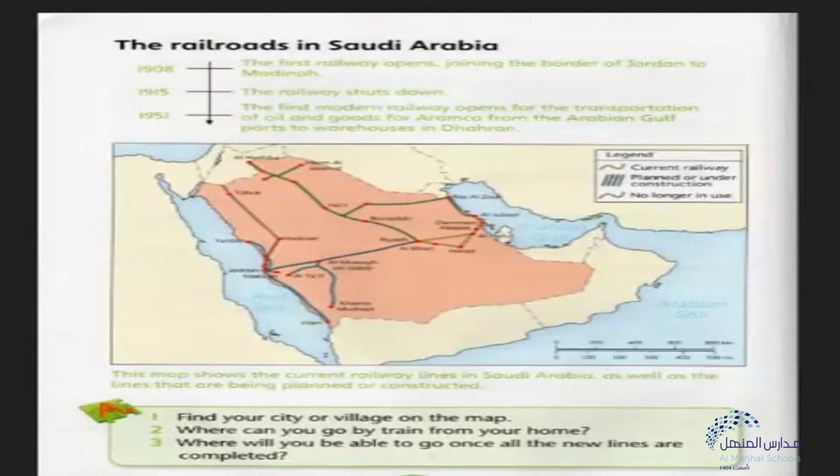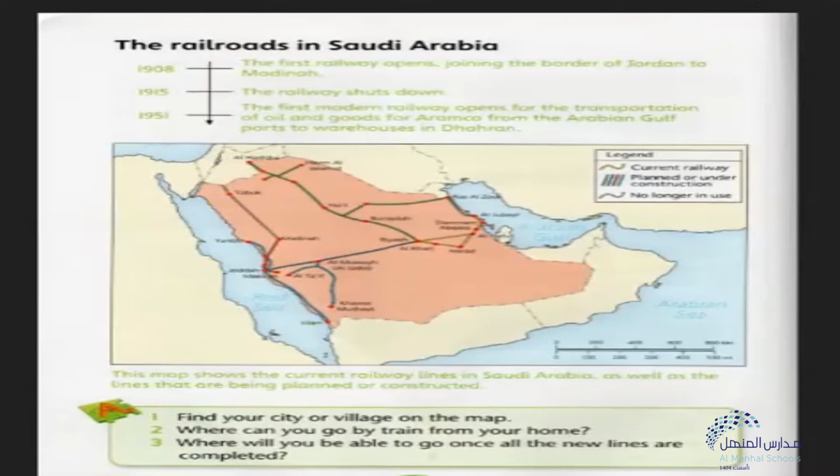1908, the first railway opened from Jordan to Medina. In 1915, the railway shuts down again. And in 1951, the first modern railway opens for transportation of oil and goods from Aramco, from the Arabian Gulf ports to the warehouse in Dhahran. So you can see how the railway did change in Saudi Arabia.